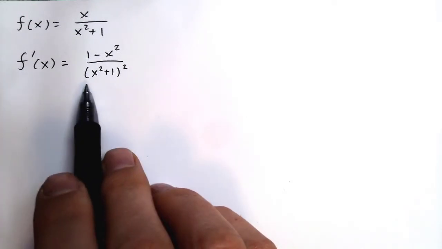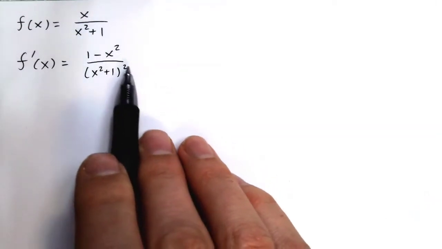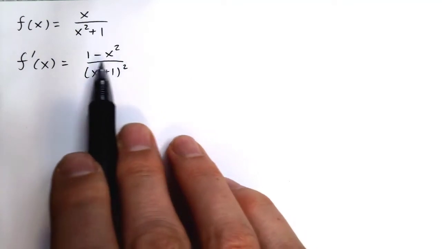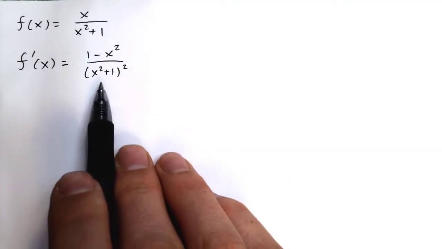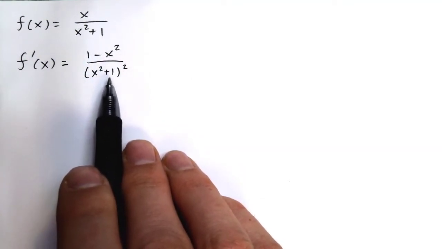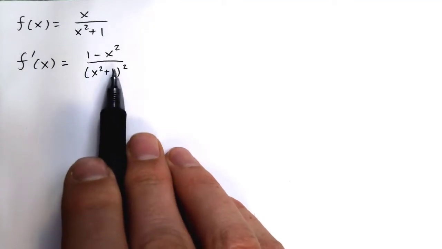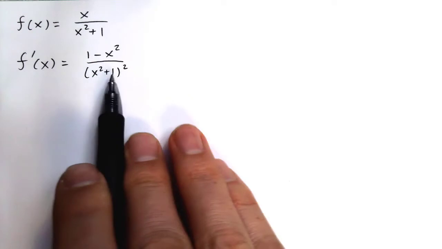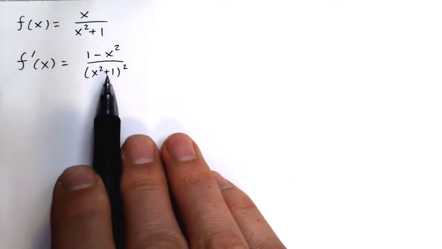Right? Now, this one is a rational function, so it could be undefined. So we do have to think about where the denominator might be 0. However, in this particular case, the denominator is always a positive number. It's always bigger than 1 because it's 1 plus something squared. So it will never be equal to 0, so we don't have to worry about that.